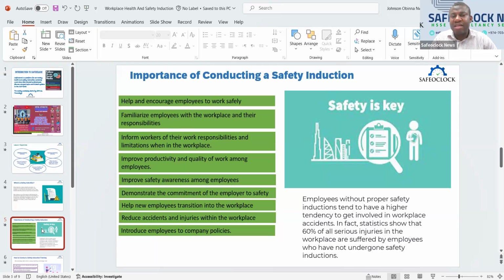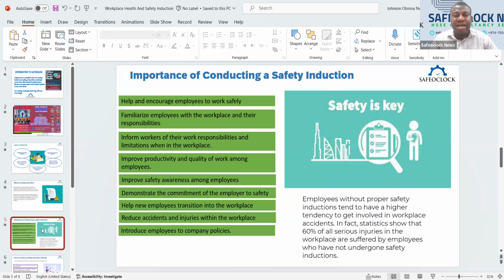Another importance is that it familiarizes the employees, that is the inductees, the new people, with their safety responsibilities in that organization or in that workplace. Because in every organization, everyone has health and safety responsibilities. Employers have their own health and safety responsibilities. Employees have their own health and safety responsibilities. So during the safety induction, it's communicated to the new employees what their health and safety responsibilities are, what is expected of them in that workplace. So this is one of the importance of conducting safety induction.